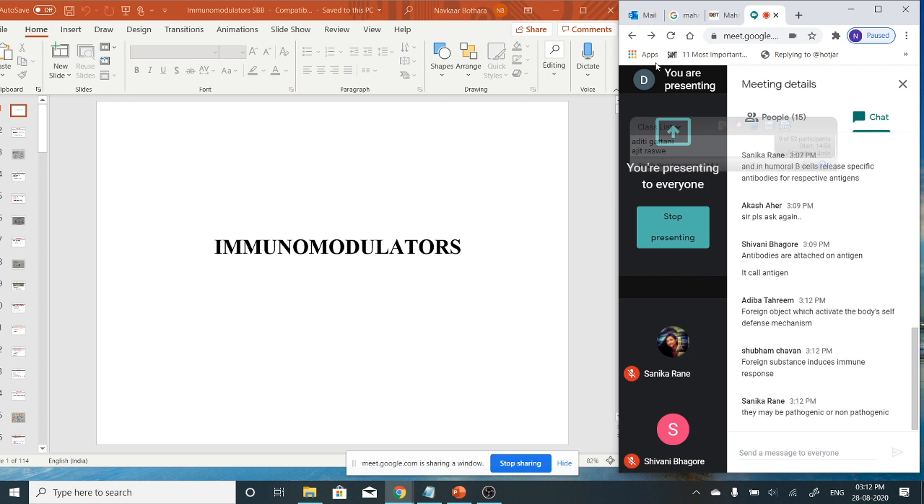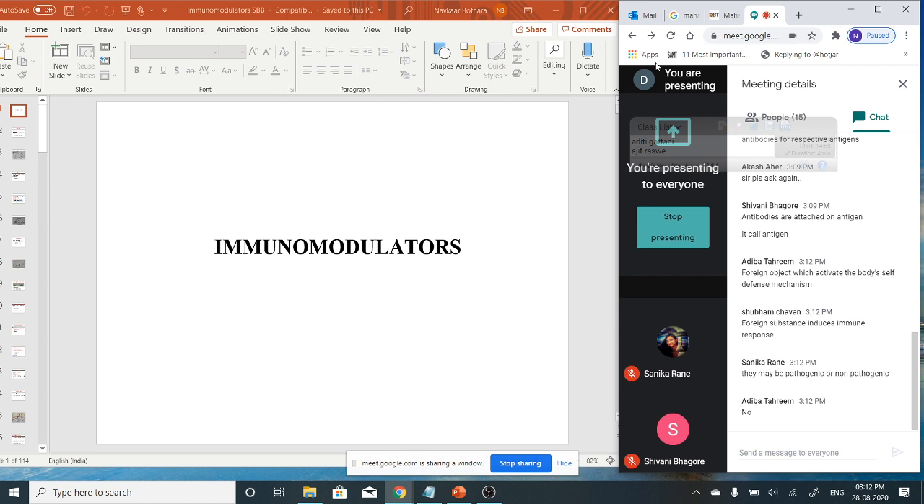Is it necessary it should be foreign only? Then why is everybody writing foreign object? Okay. Whether anybody knows about hapten? Somewhere studied what is hapten?